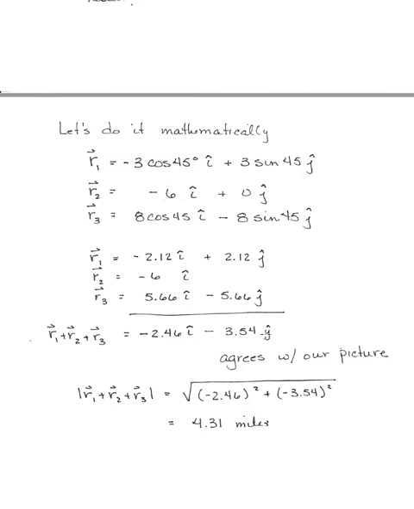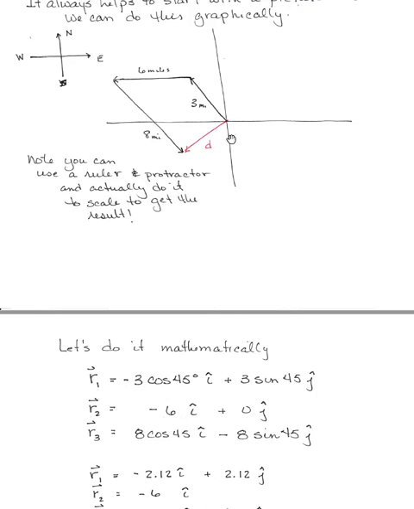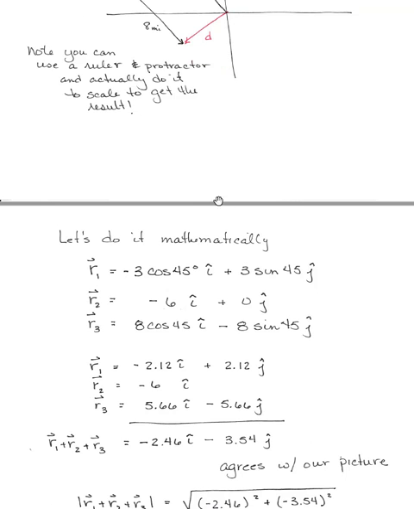And then we can calculate the magnitude. We've used Pythagorean theorem for years and years, and we can calculate our magnitude. So I'm going to take my x component and I'm going to square it. I'm going to take my y component and I'm going to square it. And I'm going to get 4.31 miles. So the displacement has a magnitude of 4.31 miles. And we can actually write it down here.